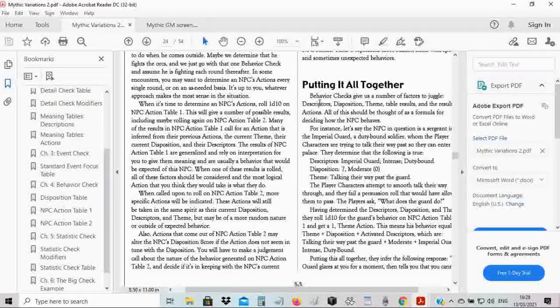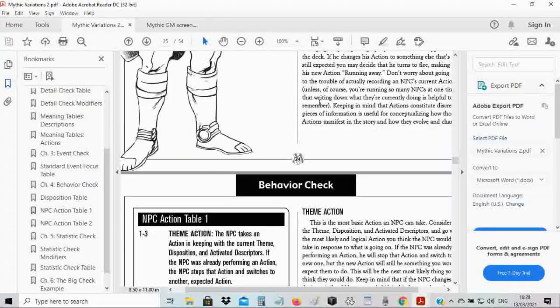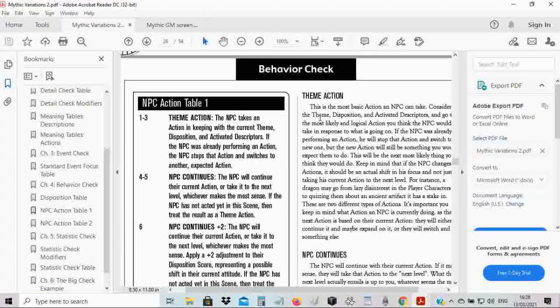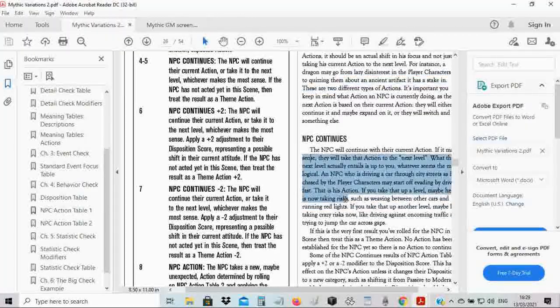Yeah, so it's about putting it all together. So what's going to happen? Theme action: since this is horror, maybe the vampire is continuing to hunt people and hide from the authorities. NPC continues means he's just doing his current action. Again, the activity we talked about is hunting, so he continues to hunt.